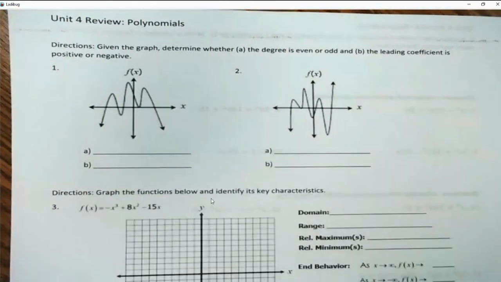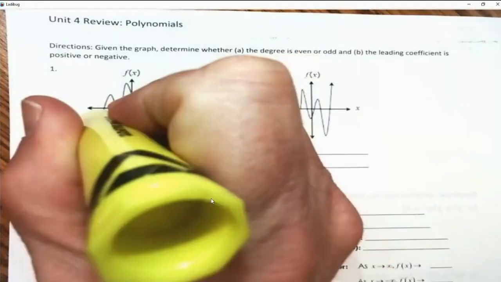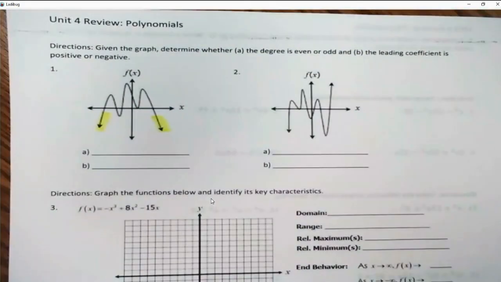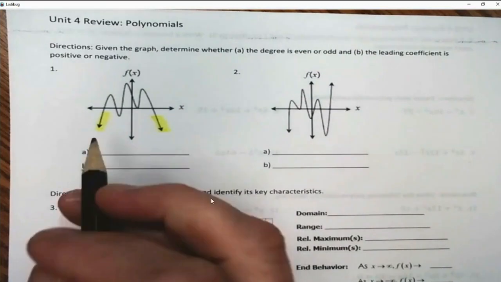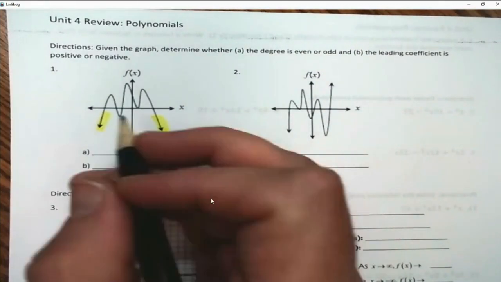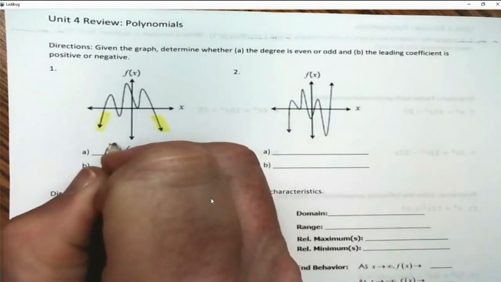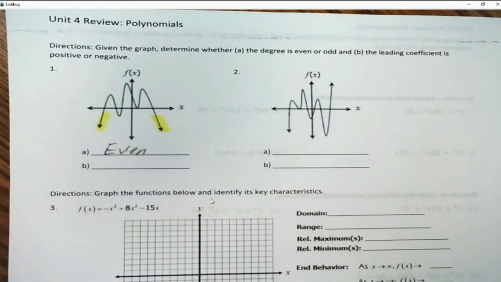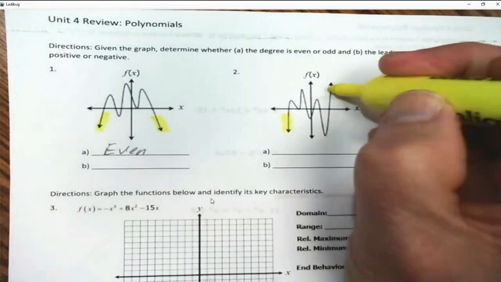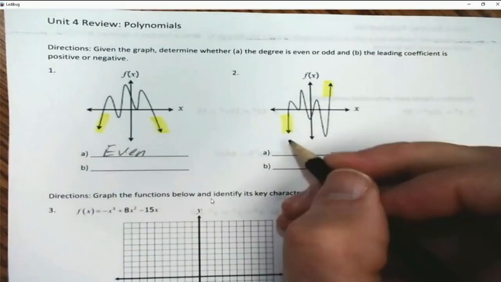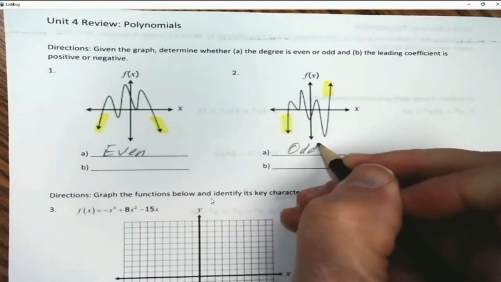This one, the end behavior, the left end goes down and the right end goes down. Well, that tells us right away, since they're both going the same direction, this must be an even function. Has to be an even function because they're going the same direction. This one, one's going down and one's going up. The two ends are opposite. So that is an odd function.